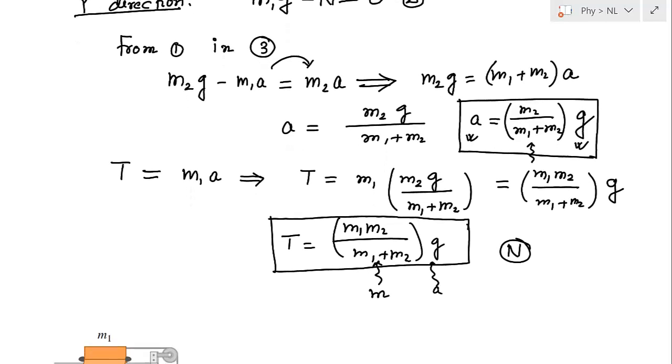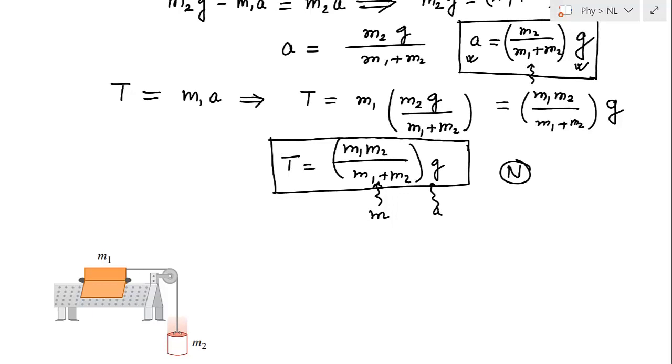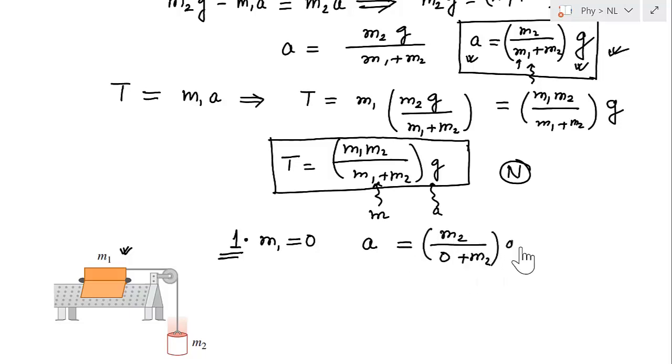Now we can consider two special cases. The first case: what will happen if m1 equals 0. This means there is no glider, or the glider has 0 mass. Now if you see this equation, we can calculate acceleration by simply putting m1 equals 0. So this becomes simply a equals m2 divided by 0 plus m2, multiplied by g. So this gives you a equals g, and that basically makes sense.